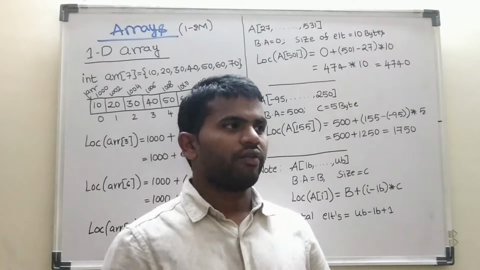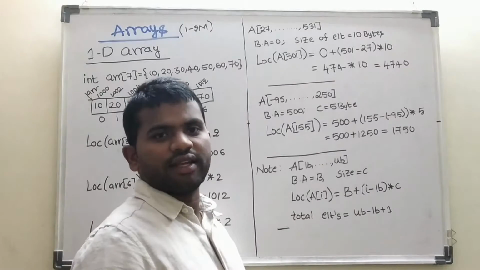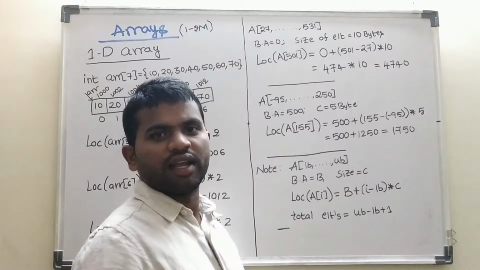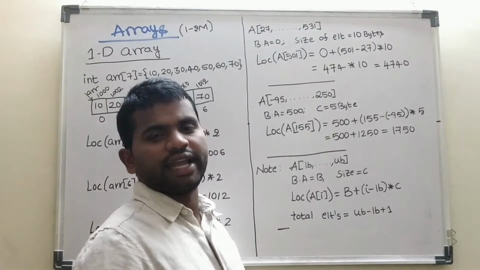Hi guys, we will discuss arrays. Arrays are divided into three categories mainly: one-dimensional array, two-dimensional array, and three-dimensional array. One-dimensional and two-dimensional arrays are the ones used in GATE.